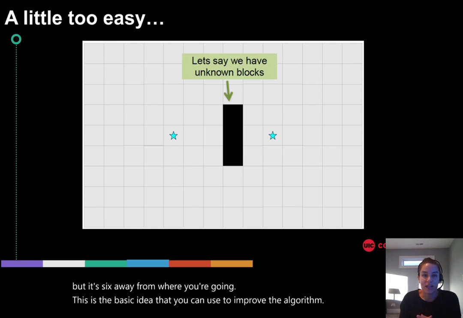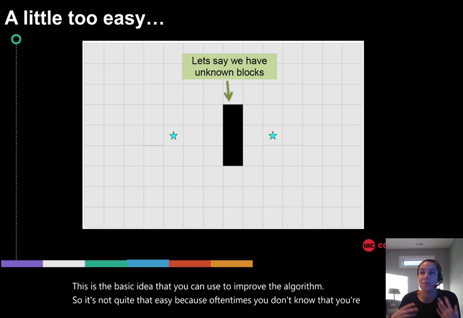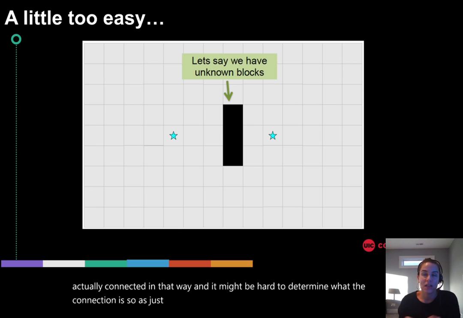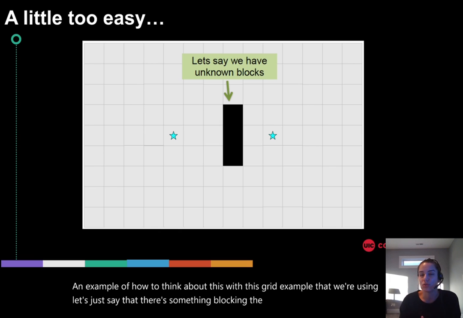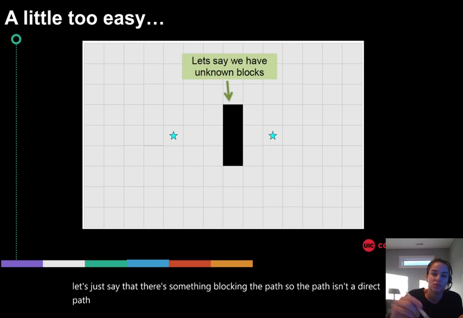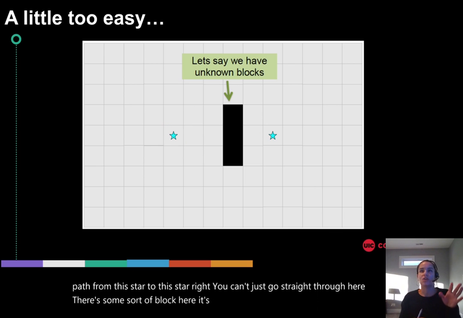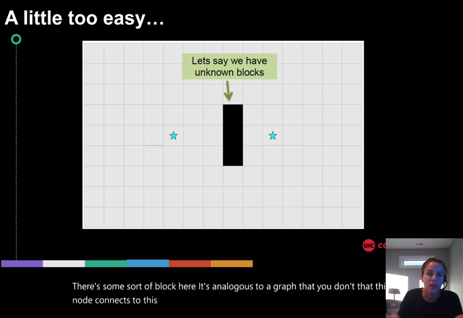So it's not quite that easy because oftentimes you don't know that you're actually connected in that way, and it might be hard to determine what the connection is. So as just an example of how to think about this with this grid example that we're using, let's just say that there's something blocking the path. So the path isn't a direct path from this star to this star, right? You can't just go straight through here. There's some sort of block here. It's analogous to a graph where you don't actually know that this node connects to this node or something. So how do you actually determine how close a node is?